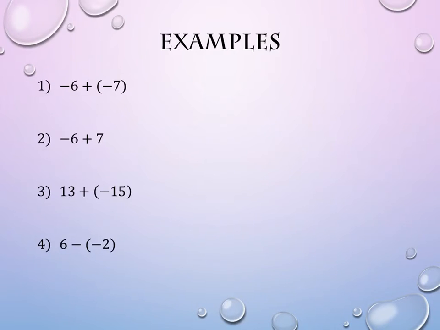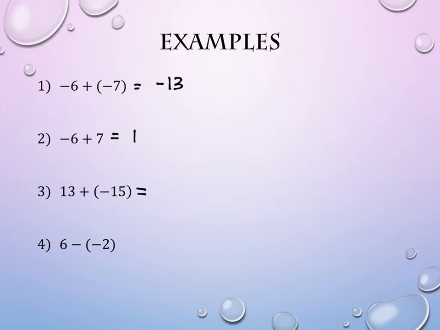All right, what did you guys get on the first one? Negative 13. So these signs are the same. We add them together and we keep the sign of being negative. What did you get for number 2? 1. So these signs are different. So I would do 7 minus 6. That gives me 1. And the sign on the 7 is positive.